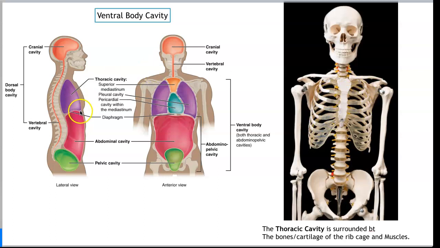There's going to be this huge muscle that we talked about briefly, the diaphragm. The diaphragm is separating the thoracic cavity from this abdominal cavity. And inferior to the abdominal cavity is going to be the pelvic cavity. The pelvic cavity is deep within the pelvis here. So let's start with the thoracic cavity.